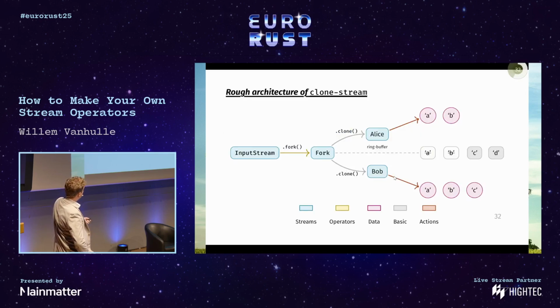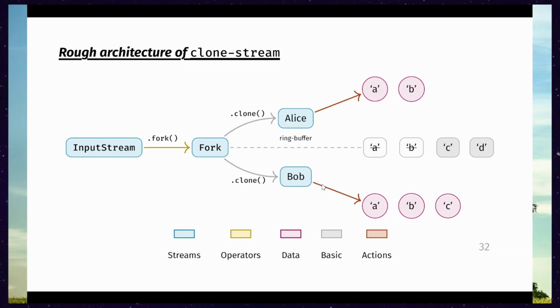The architecture of this operator looks a bit like this. You have the input stream, and you call the fork operator on it. You get a forkable stream, and then you can clone it into, for example, 2 clones, Alice and Bob. And Alice is a bit slow. Alice has only consumed A and B, but not yet C. And Bob has consumed A, B, and C. And because of that, you have to cache the C in a ring buffer.